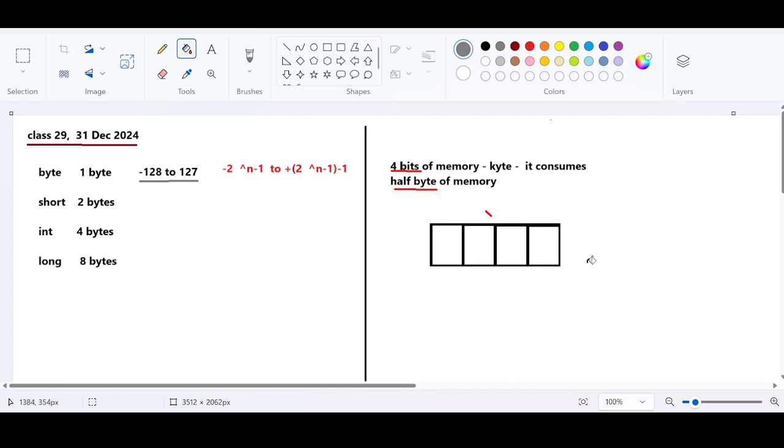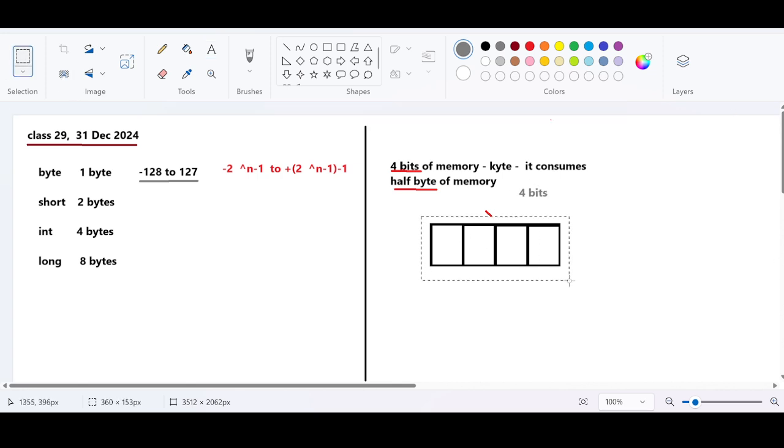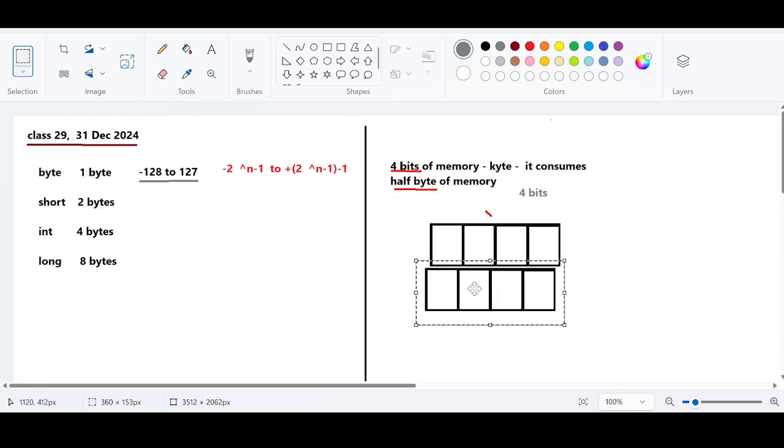There are 4 spaces now, so we can call it that. Okay, so we have a memory space of how many bits? 4 bits. If I ask you the possible combinations, how many possible combinations would there be?